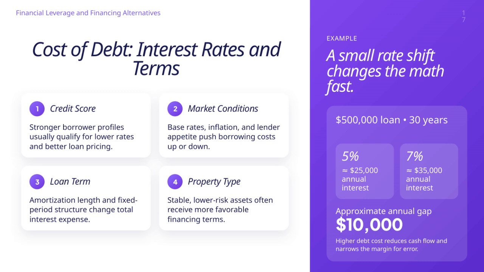To illustrate how sensitive the math is to rate changes, let's look at an example. On a $500,000 loan over 30 years, a 5% interest rate results in approximately $25,000 in annual interest. But if that rate shifts to 7%, the annual interest jumps to about $35,000, creating an approximate $10,000 gap each year. This difference can significantly affect your cash flow and tightens your margin for error, highlighting why securing the lowest cost of debt possible is so important when leveraging finance options.